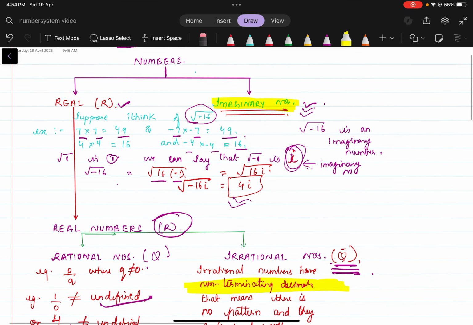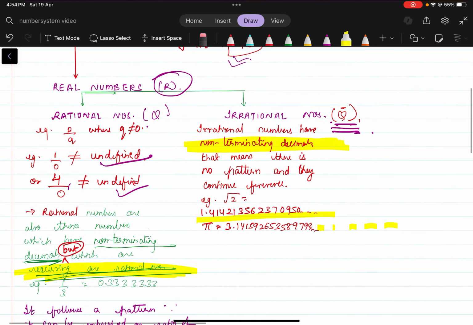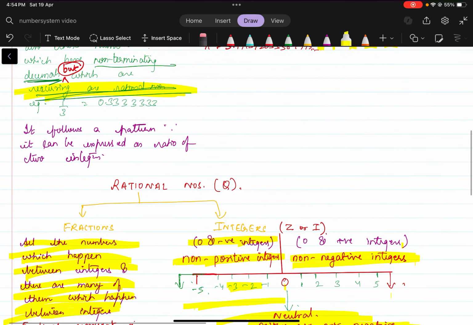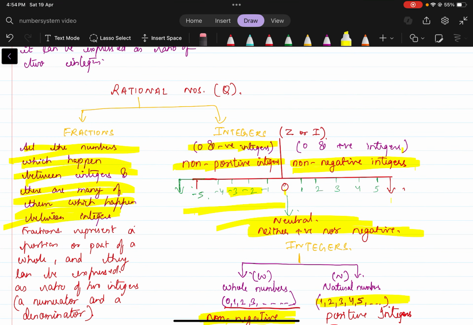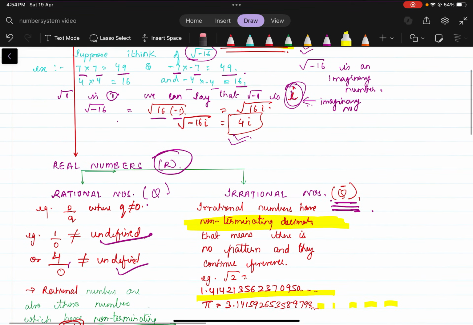Let's recapitulate. Any number which you can think of can be classified under the number system. It can be classified as real numbers and imaginary numbers. Real numbers are further divided into rational numbers and irrational numbers. Rational numbers are further divided into fractions and integers. Integers can be represented by Z, which can be further divided into whole numbers and natural numbers. Natural numbers are represented by N, and whole numbers by W. I hope you understood the explanation.